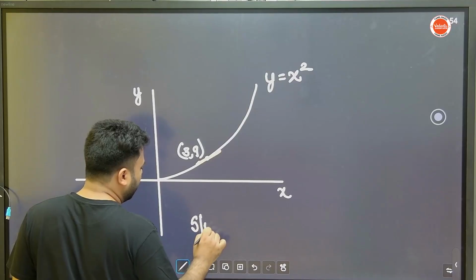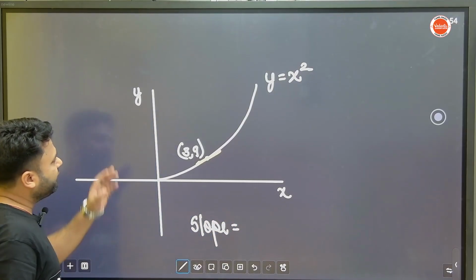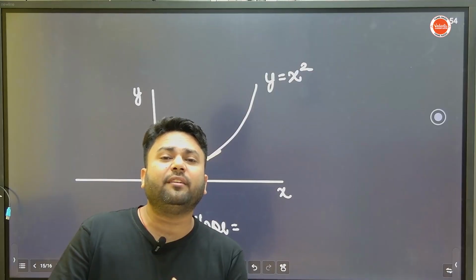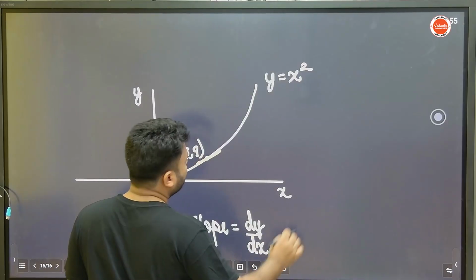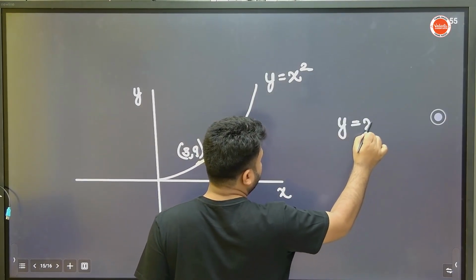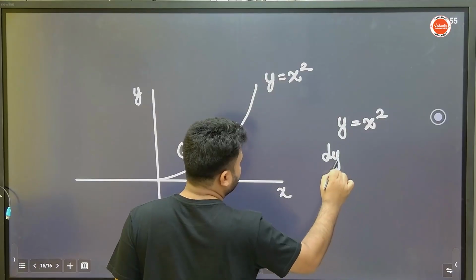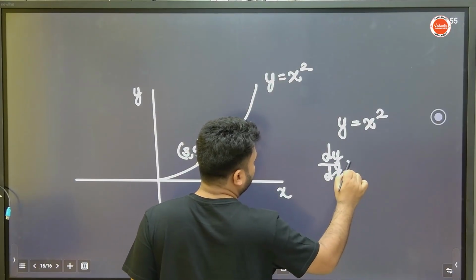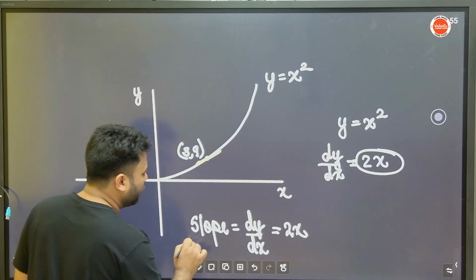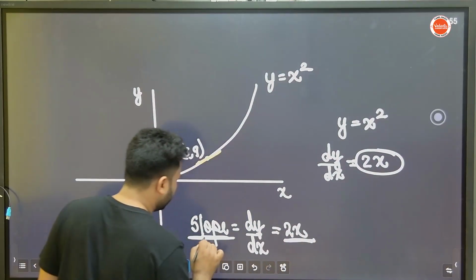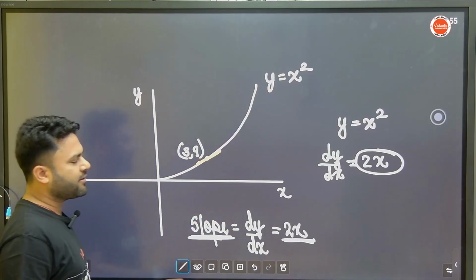So the slope, as I told you, if the y versus x axis is there, the slope is dy by dx. Now you know that y equals x square, it's given. So dy by dx, we just learned how to calculate. You write the power first, then the variable, then power minus 1, which gives 2x. So slope equals dy by dx, and it is 2x. Means the slope is 2x.